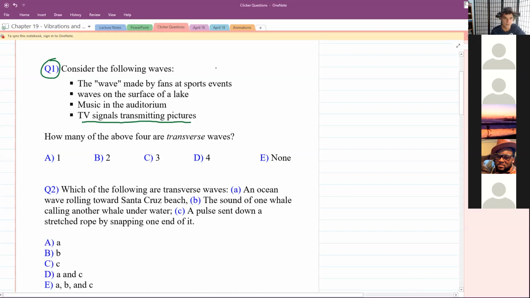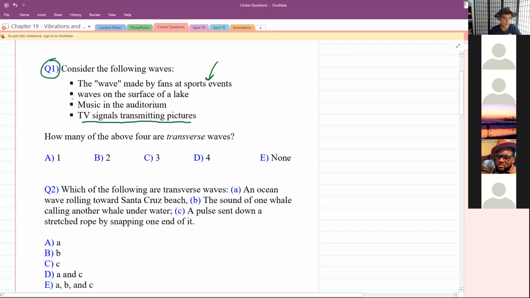Waves made by fans at a sporting event. That is a transverse wave. So what is the disturbance? The disturbance is just the people that are sort of standing up and down. In this case, if I'm standing up and down, the direction of the disturbance is up and down, but the wave is sort of traveling across the stadium. So that would most definitely be a transverse wave.